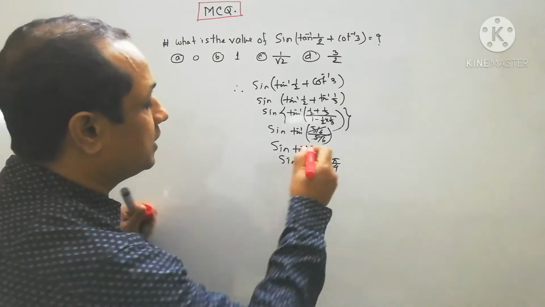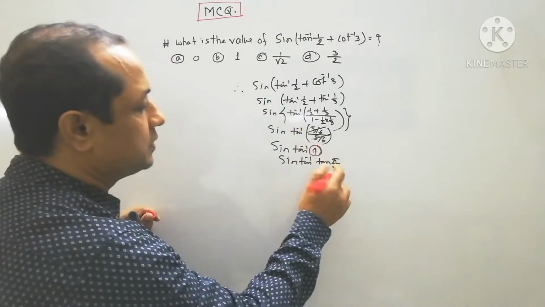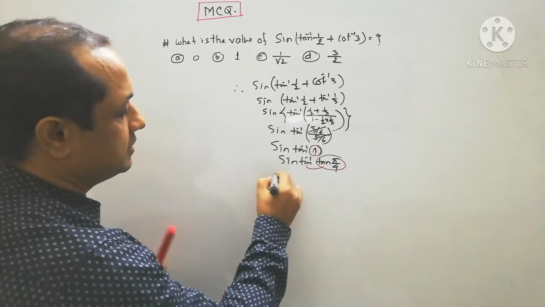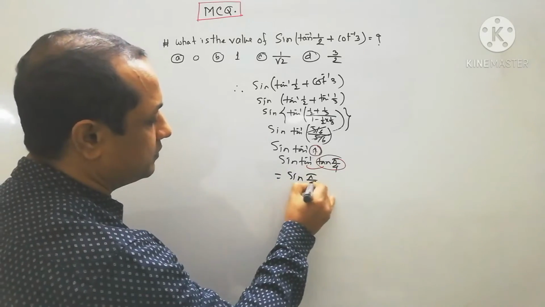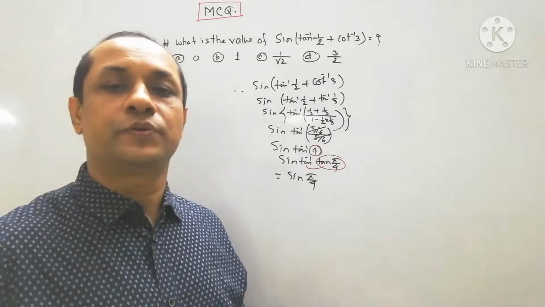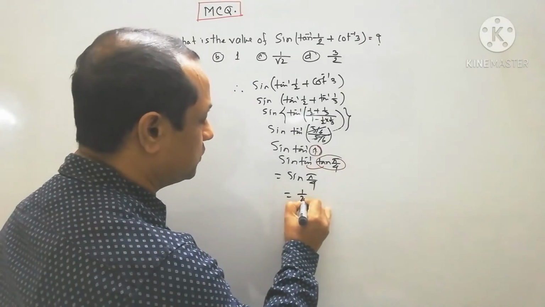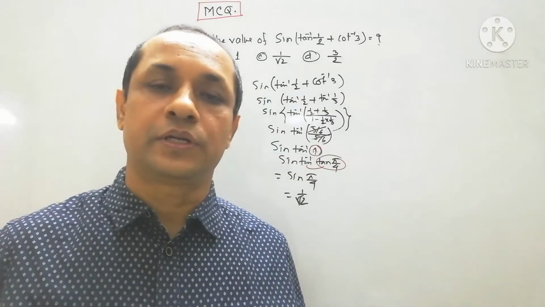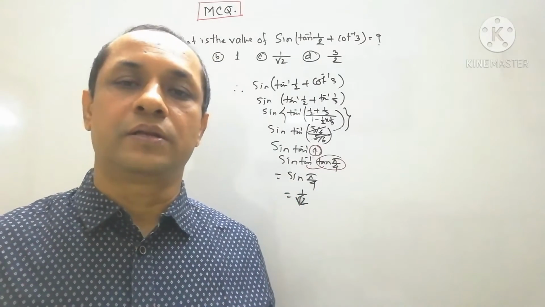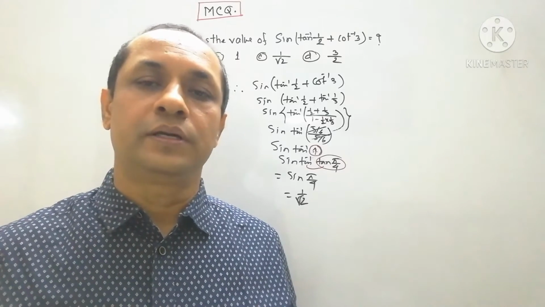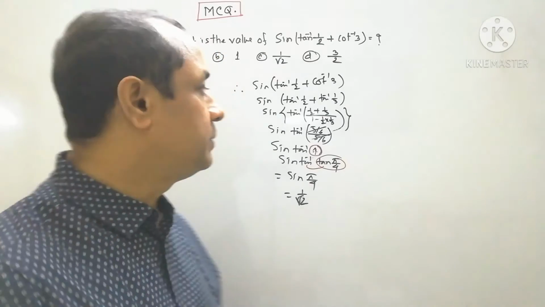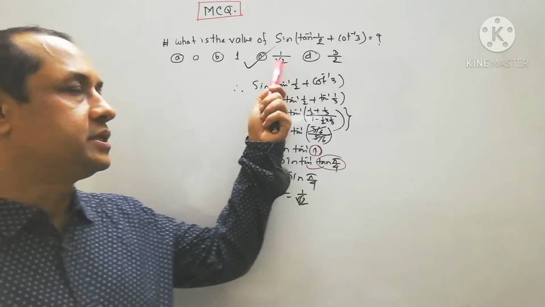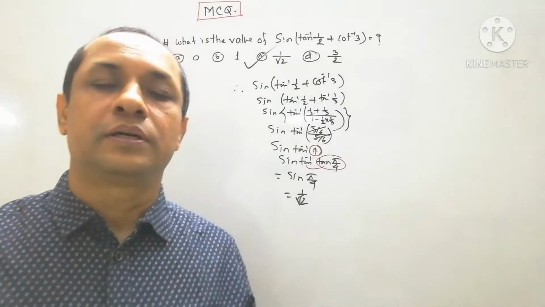Students, here 1 equals tan pi by 4, so tan inverse cancels. Now we get sin pi by 4. We know that sin pi by 4 equals 1 by root 2. Using a calculator, sin 45 degrees, or sin pi by 4, equals 1 by root 2. So the result will be 1 by root 2. Correct answer is option C.